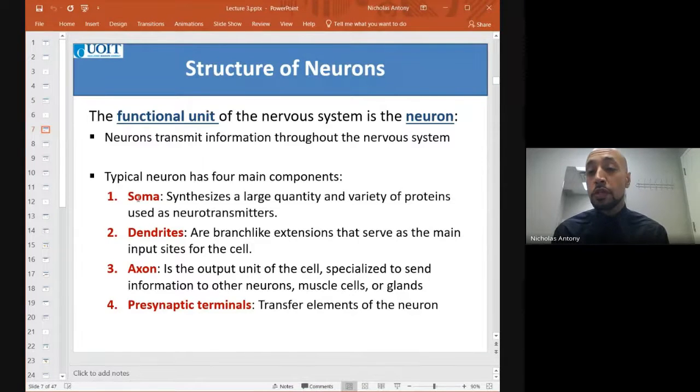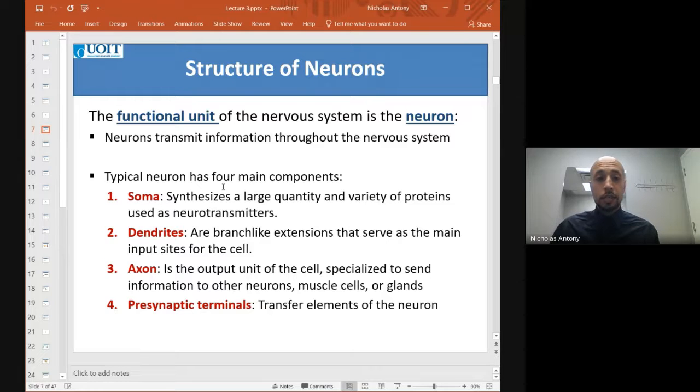The first one is the soma, which is also defined as the cell body. Specifically with neurons, the soma, or the cell body, is synthesizing all of the neurotransmitters or the proteins that are used at the synapse of the neuron to send a signal to another neuron or another cell. It's highly specialized in creating neurotransmitters, developing them, packaging them, and then sending them out to the presynaptic terminals.